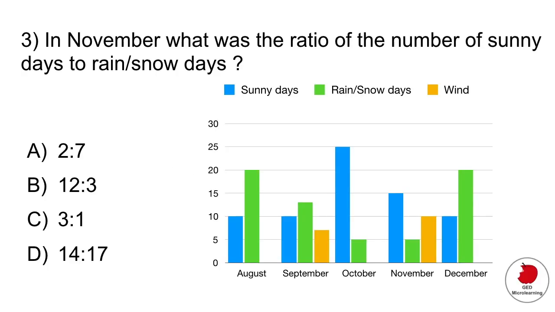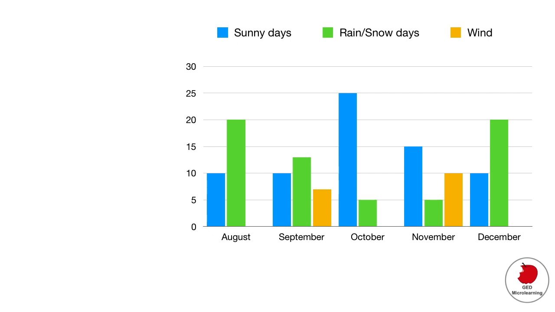Question 3 is asking you to extract information from a bar graph and answer a question associated with ratios. It says, in November, what was the ratio of the number of sunny days to rain-snow days? So let's recap how to read one of these graphs.